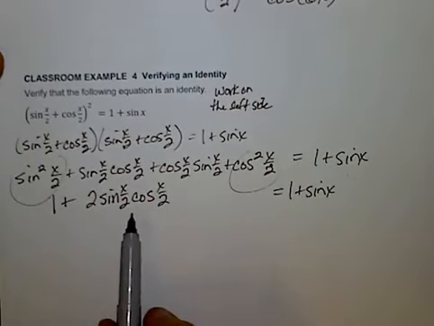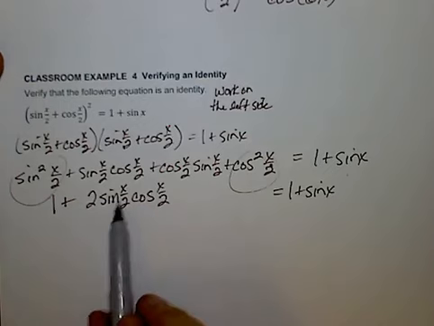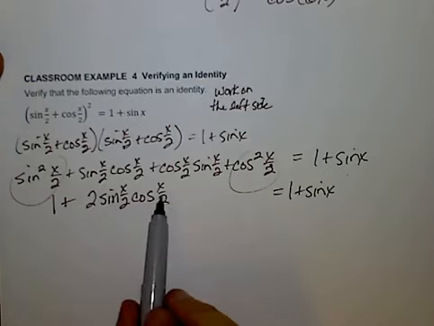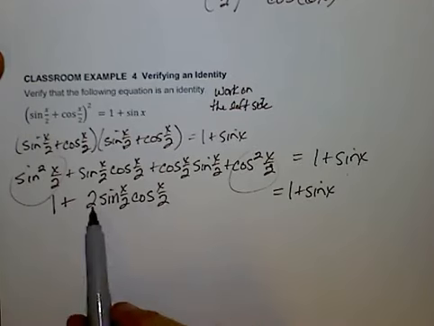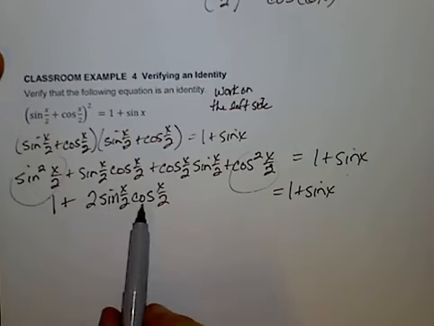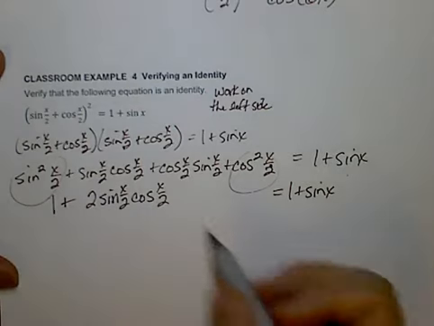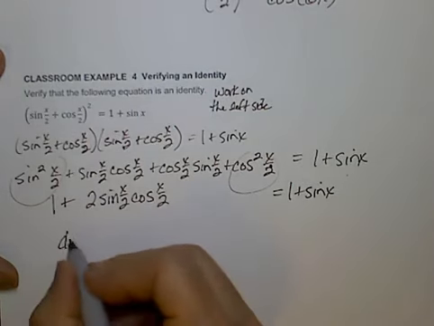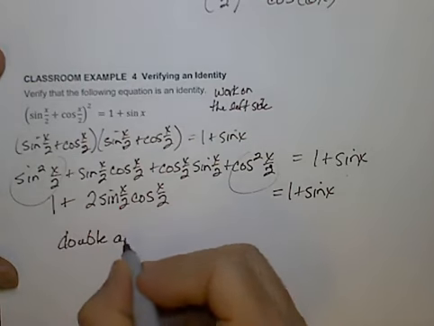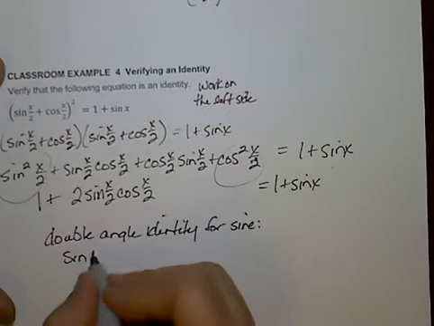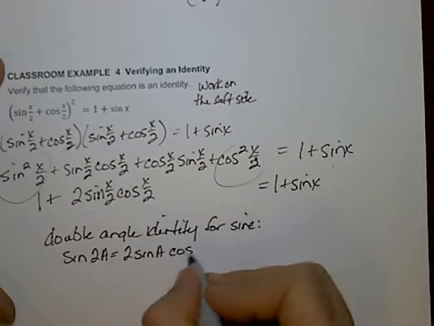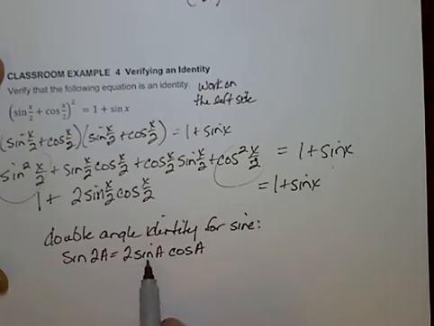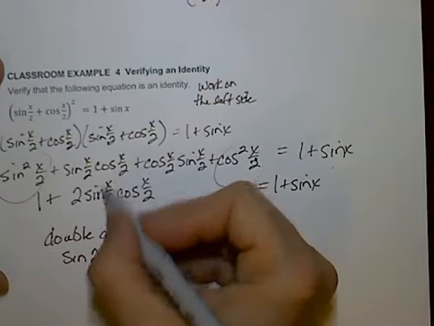From here, there are a couple of different ways I could do this. I could use my actual identities for the sine of x over 2 and the cosine of x over 2 and multiply those two together. But also if I look at this, this looks like the form of one of my double angle identities that we talked about in section 5.5. This looks like the double angle identity for sine. That was that sine of 2a equals 2 sine a cosine a. So this looks just like that, where our a would be the x over 2.